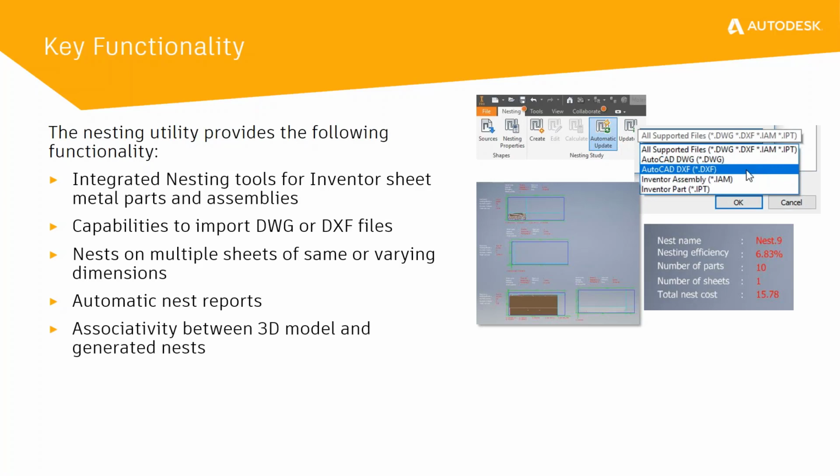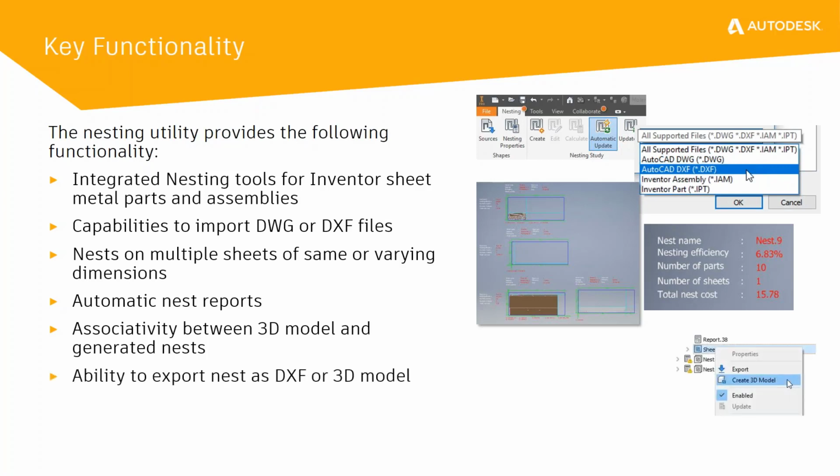There's associativity between the 3D model and the generated nests, so we can link. We're effectively creating a link between the geometry from Inventor, the design side of things, to the nest, which is then able to be updated. So if we make a change inside of our design, this can be reflected inside of our nests quickly and easily. And we've also got the ability to export this information in a number of ways.